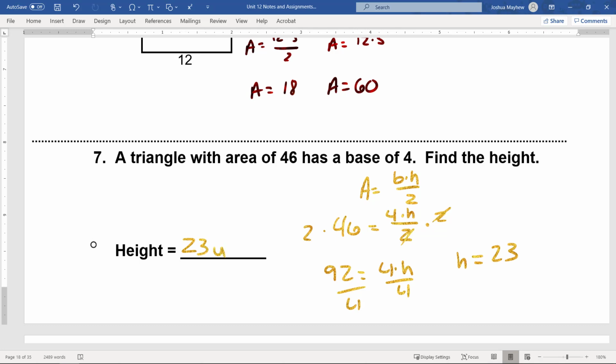Okay. All right, area and perimeter of a triangle. Notice that you do have to remember the Pythagorean theorem and your special right triangles.